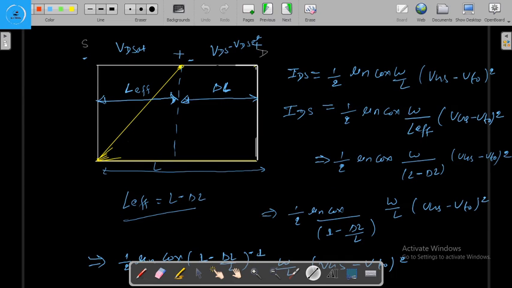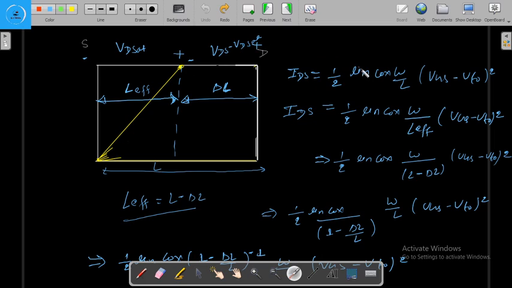what happened here. This is the L effective length of the channel, and we have seen the voltage across the channel is constant, equal to the VD set here, and the excess voltage appears across the depletion region, which is equal to VDS minus VD set.